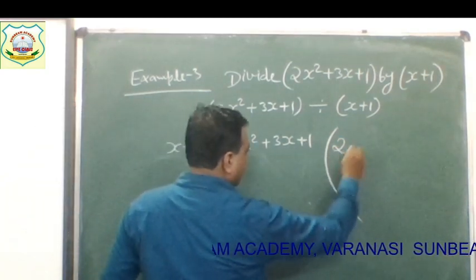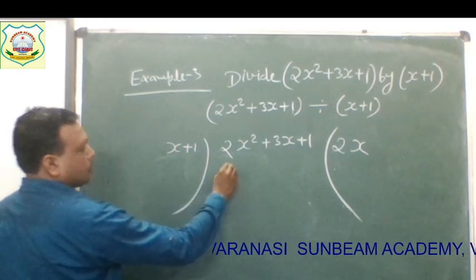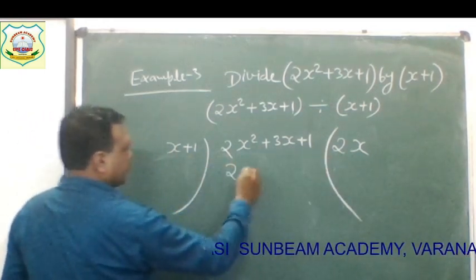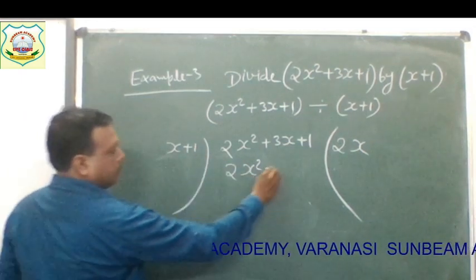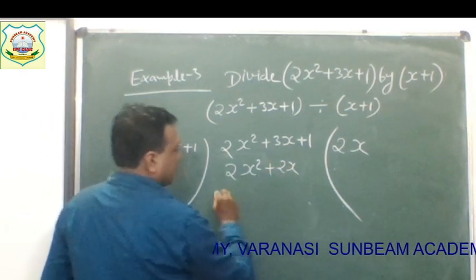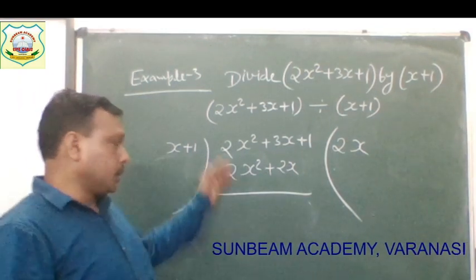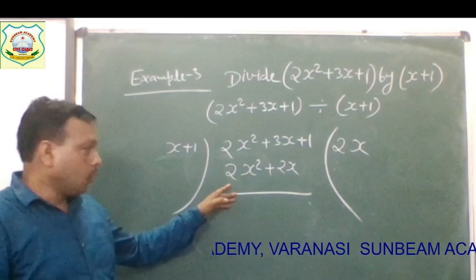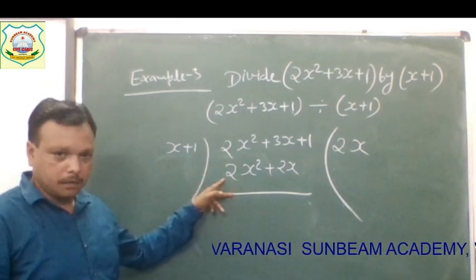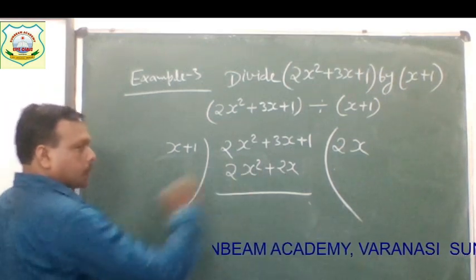Here we will write it 2x. This one is plus, so 2x into x, x square. Now 2x also multiplied to 1 plus 2x. Students, you know, in division form, whatever value we get here, we always have subtraction. Here also we will do a subtraction.